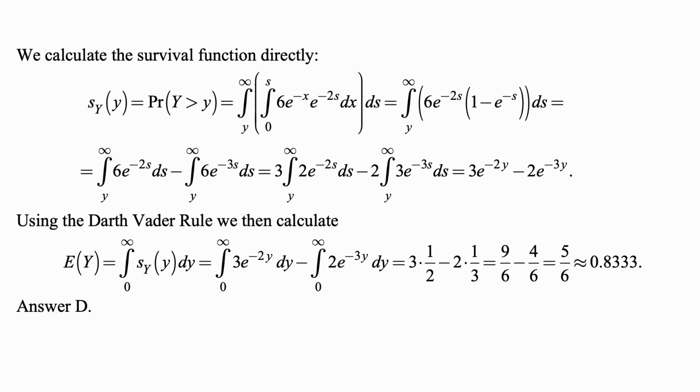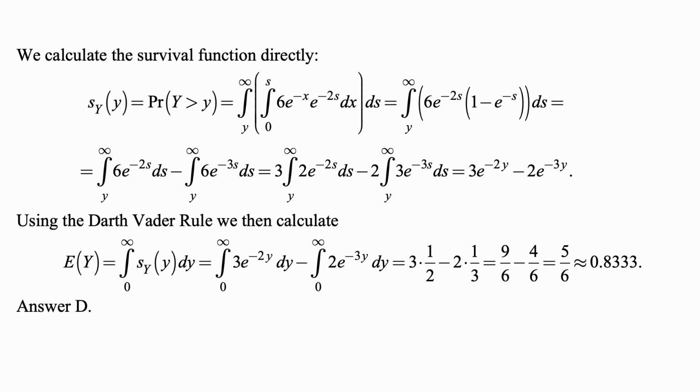Well, okay, I'll just pull out the 3 in front of the first integral, and you have what? Well, you have the integral of the survival function of exponential distribution with hazard rate 2, which is the expected value of that exponential distribution, and that expected value is 1/2. And the second thing, pull out the 2, and you have the integral of the survival function of exponential distribution with hazard rate 3, and that expected value is 1/3.